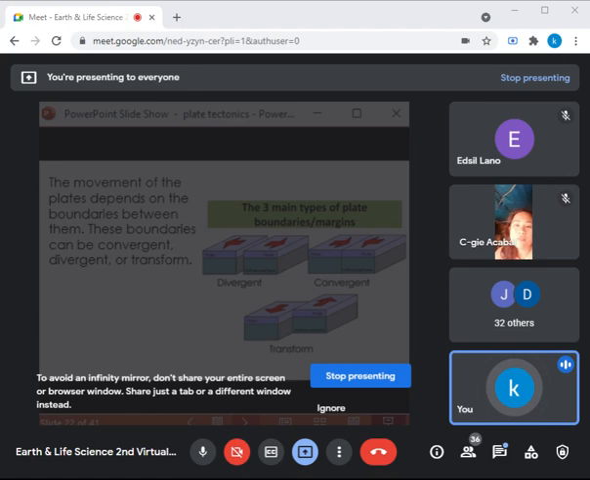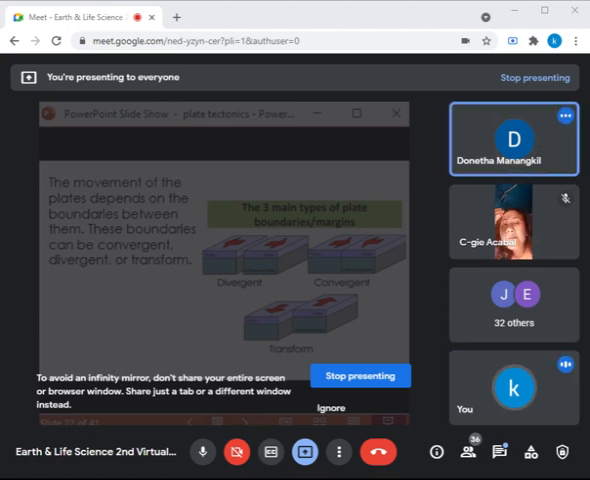So, the movement of the plates depends on the boundaries between them. These boundaries can be convergent, divergent, or transform boundaries. Have you already heard of these types of boundaries? Kaning divergent, convergent, and transform?